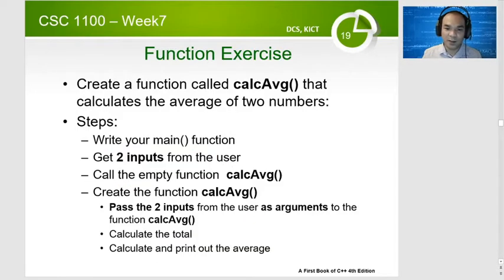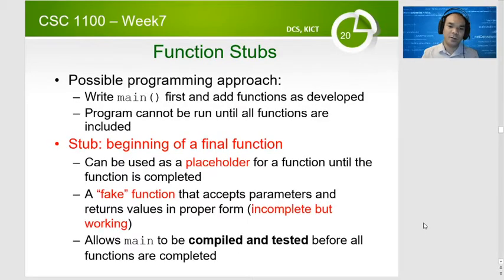Now think about it: if you have two inputs and you call the function calculateAverage, then how are you going to pass the two inputs from the user as arguments to the function calculateAverage? So think about the kind of parameter declaration that you're going to need.